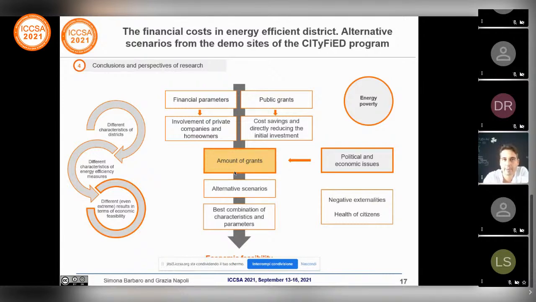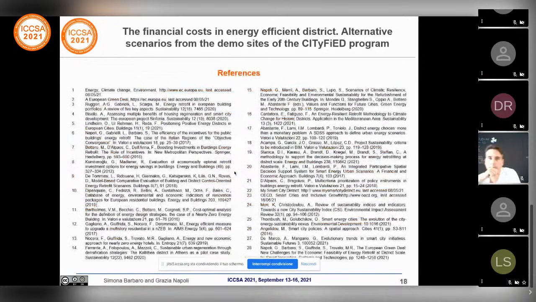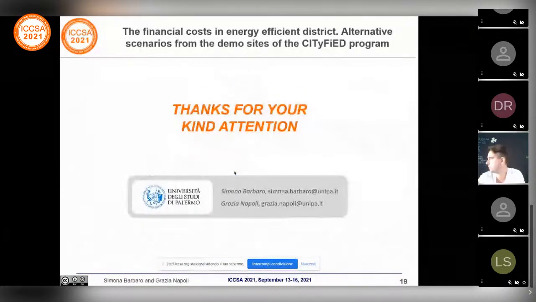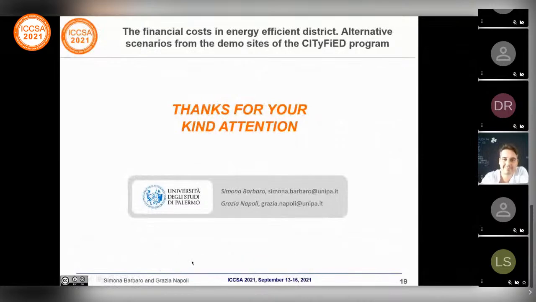Therefore, financial and economic evaluation can support the prior analysis of the project performance by defining alternative scenarios in order to identify the best combination of characteristics and parameters, including financial ones, for an urban energy generation project to achieve economic viability. And this is the reference, and thank you for your kind attention.